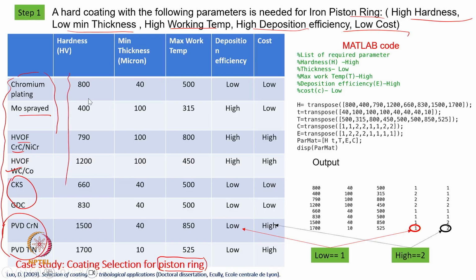We say the hardness of the chromium is very high, 800. Now, PVD chromium nitride is 1500, PVD titanium nitride is 1700, while these are the high hardness. Coming to the minimum thickness, in this case we are able to keep the minimum thickness of PVD titanium nitride at almost 10 micron, while others are generally 40 plus.